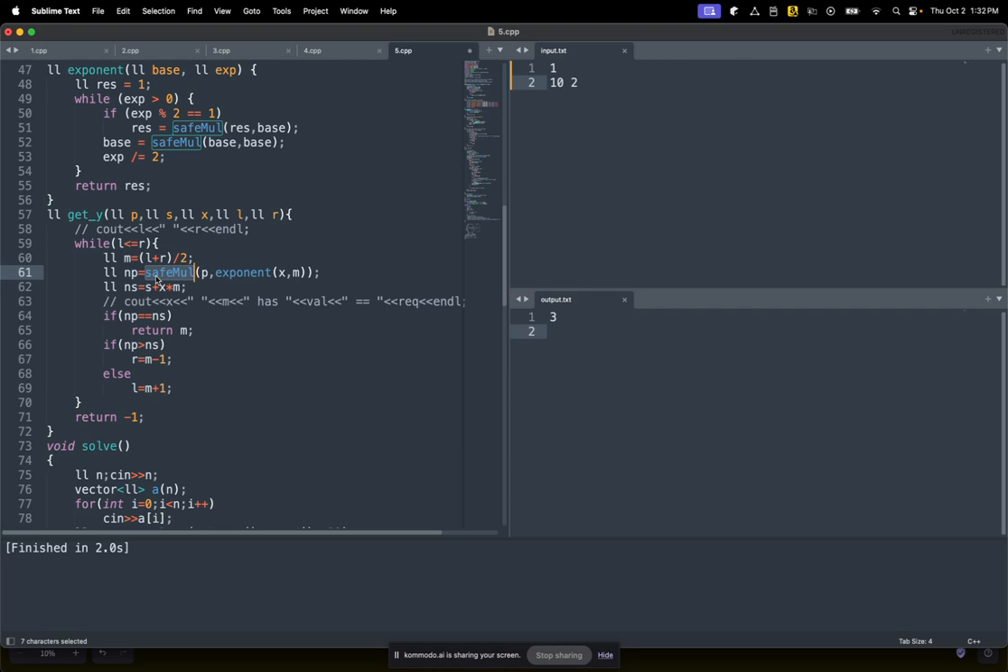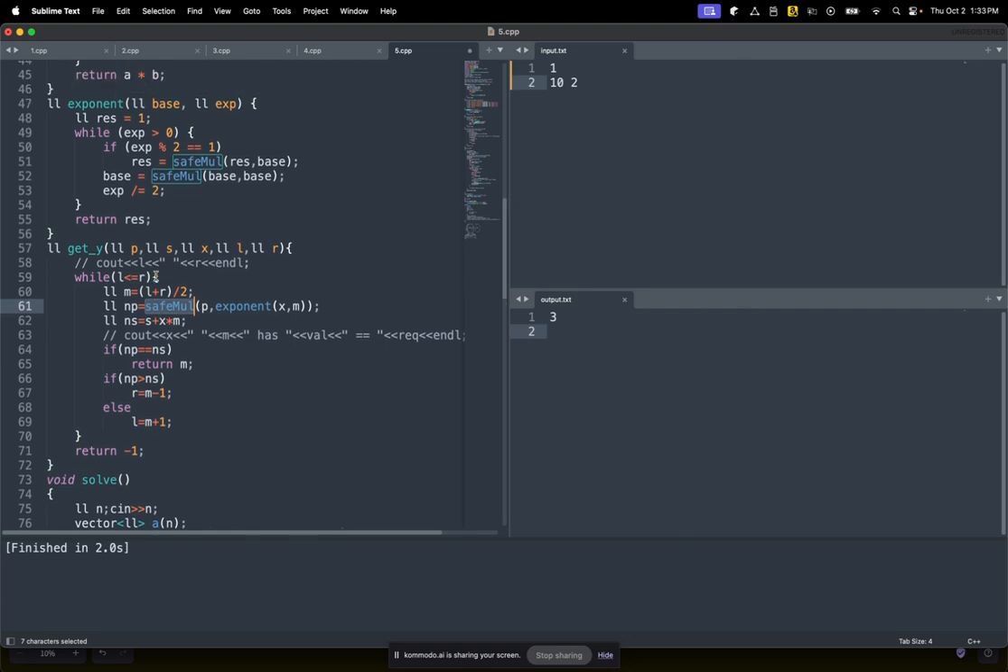Why? Because multiplication can overflow even over long max. As I said, product grows very, very quickly, and you are doing a product over n terms, so that could be like n raised to the power n, so that becomes very large. That's why you have to do the safe multiplication.